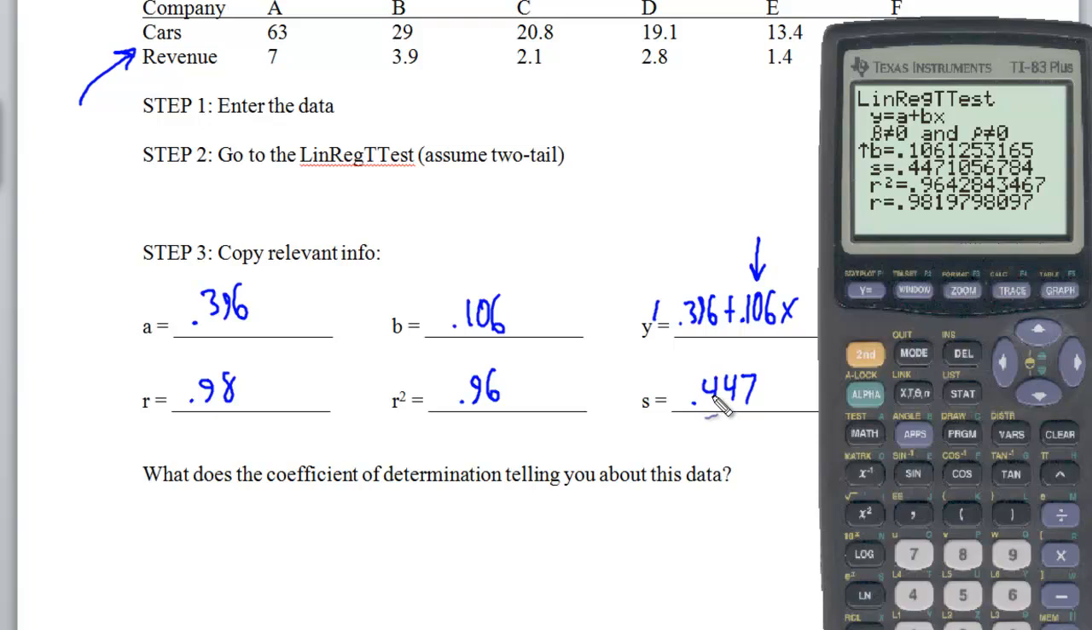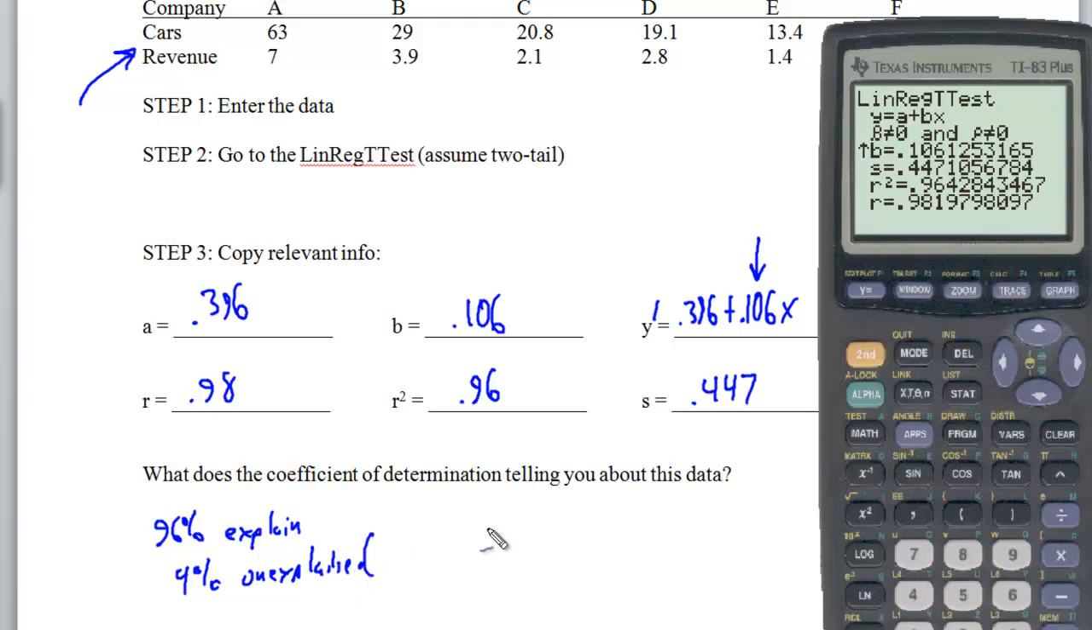Now obviously 0.5 is not a huge standard deviation, but when you talk about your Y value being in billions of dollars, $7 billion, $3.9 billion, that's a lot of money. So let's just talk again about the coefficient of determination. 96% is explained by how many cars you've brought onto your parking lot, but 4% is unexplained.